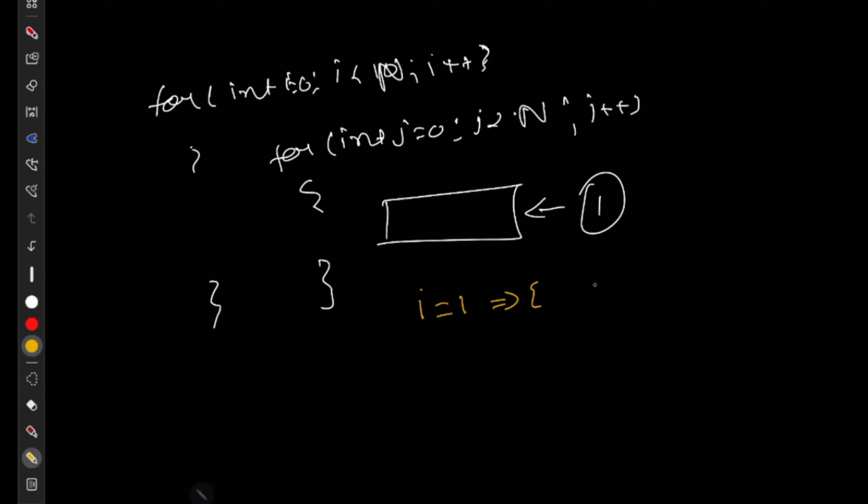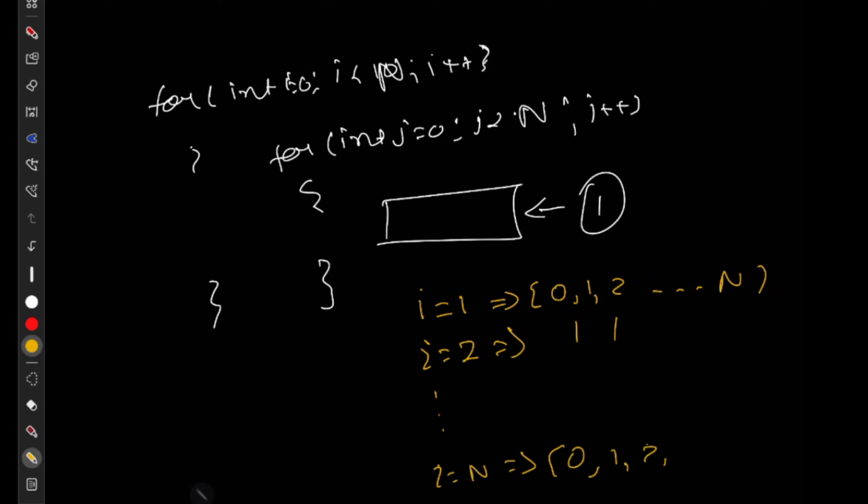How many times does the second loop work? First of all, in the second loop the value of j becomes 0, 1, 2 up to n. When the value of i is equal to 2, the same situation happens, until the value of i is equal to n, and the value of j will be 1, 2, 3 up to n. So the inner loop will be executed n times.